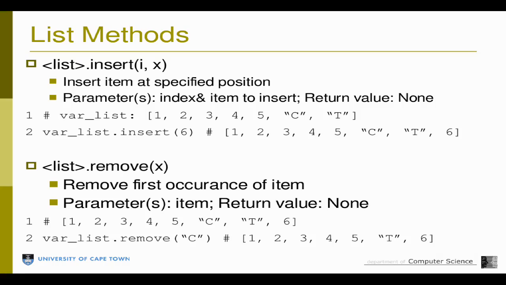So what remove does is it takes in a single formal parameter, and it removes the first instance of that item that you're trying to remove. So if you have a list that has, say, 1, 2, 1, 1, 1, 1, and you want to remove 1, it will just remove the first 1, and then you have 2, 1, 1, 1, 1. Easy stuff. There's an example here.